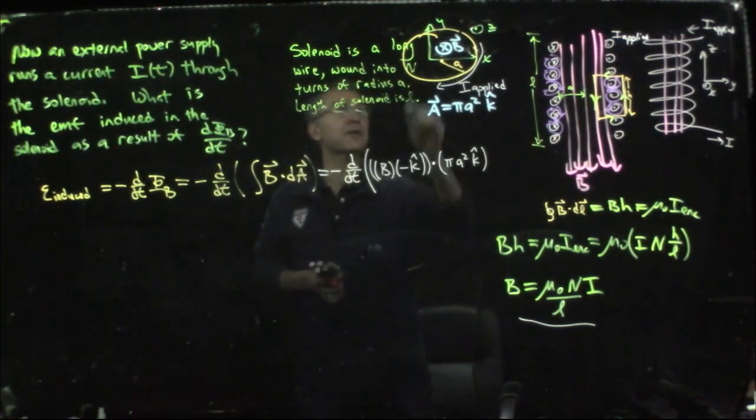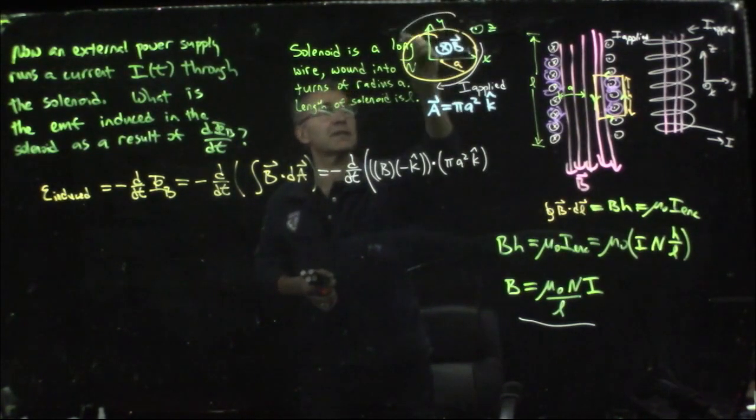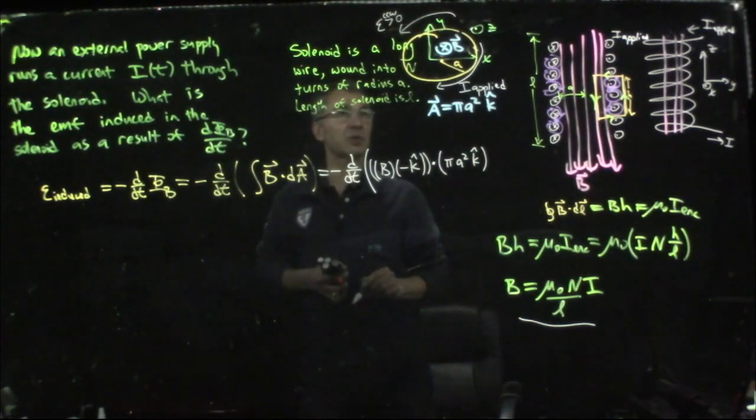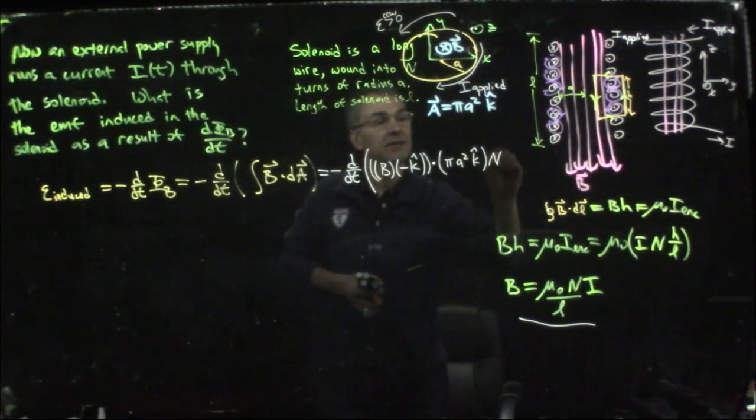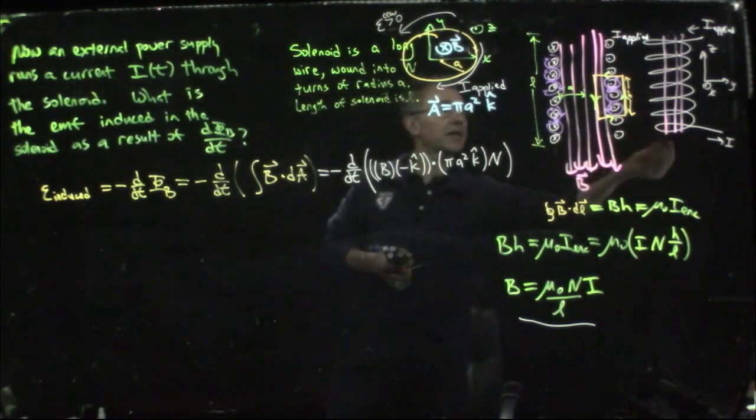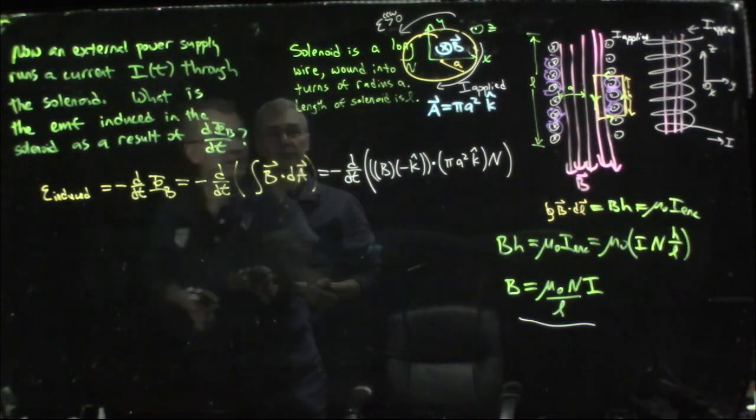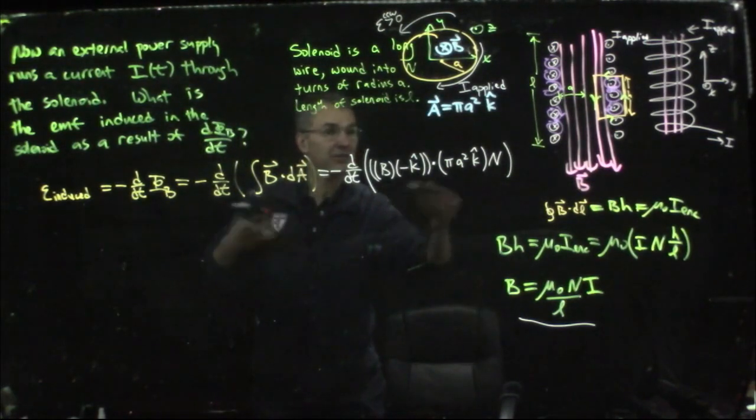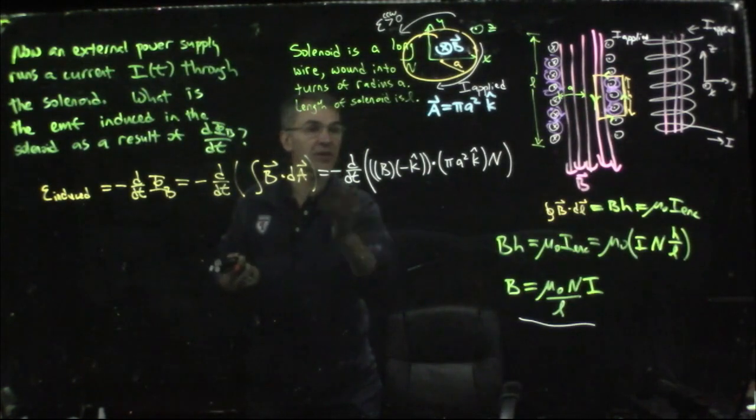By defining the area vector out of the board, if I get an induced EMF which is bigger than 0, it's going to mean counterclockwise. And if I get an induced EMF which is smaller than 0, it will mean clockwise. And then I have to multiply by n because I actually pass through n coils of the loop. Minus k hat dot k hat is just minus 1. I might as well cancel that minus 1 with the minus sign on the outside here.